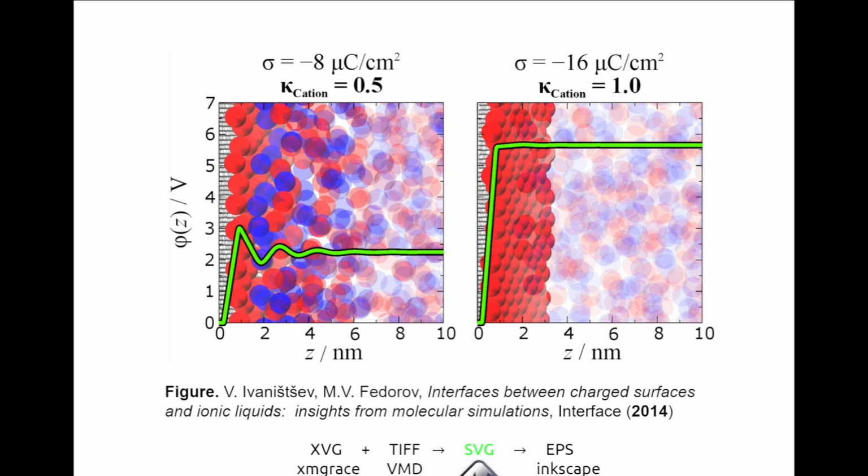In order to combine everything, I used different software. For example, to create this line for potential, I used real data and plotted it with XMGrace in XVG format, and I used VMD to create a TIFF format image of my system, and then I combined them together in SVG using Inkscape. And finally, for publication, I exported to EPS format. So here, let me just advertise that the Inkscape program is great software for creating scientific graphics.